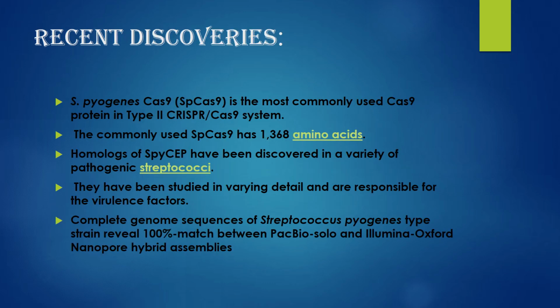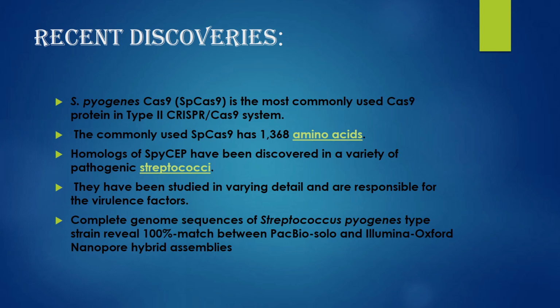Last but not the least, some recent discoveries on the organism Streptococcus pyogenes are provided. Streptococcus pyogenes Cas9 protein is the most common type of protein used in the type 2 CRISPR-Cas9 system. Now, what is this CRISPR-Cas9 system used for? It is a gene editing tool which modifies or rectifies the genome of a particular organism so that it can be used as a research model or for various discoveries.